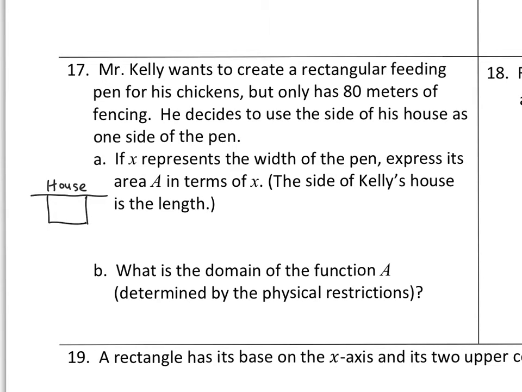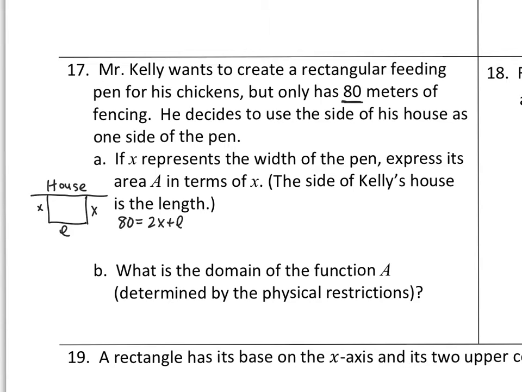So we're going to call the side of Kelly's house the length, and this is going to be, let's call it X. And we know it has to add up to 80 because he only has 80 meters of fencing. So then the fence, 80, is going to be equal to 2x plus L.